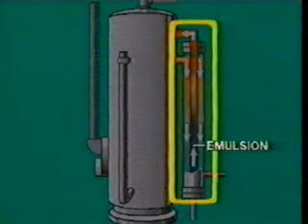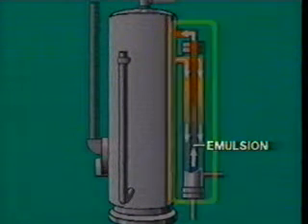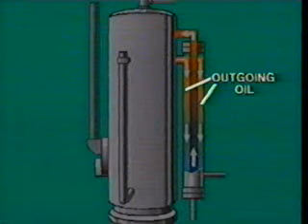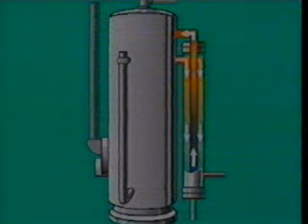As the emulsion flows through the heat exchanger, it's preheated by the heat of the outgoing oil. Now, this reduces the amount of heating necessary in the heating section. Also, the settling time for incoming oil is decreased, and the outgoing oil is cooled to a more desirable storage temperature, minimizing vaporization and maintaining higher oil gravity.